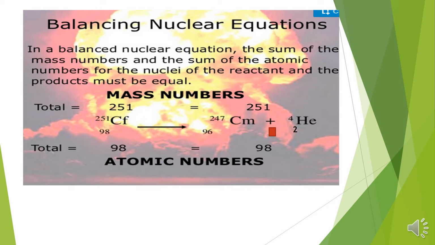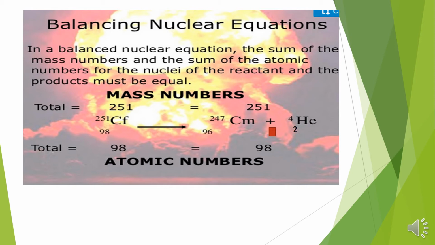Now, how do we balance nuclear equations? We have to keep in mind that in a balanced nuclear equation, the sum of the mass numbers and the sum of the atomic numbers for the nuclei of the reactants and the products must be equal. So, we have here the mass numbers. On the reactant side, you have the atom which is Cf. It has a mass of 251.